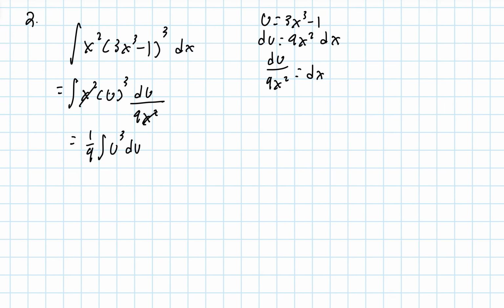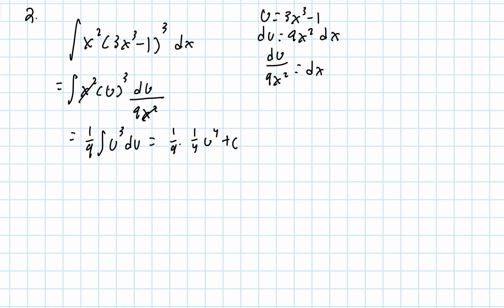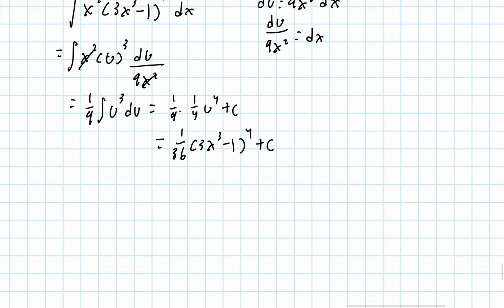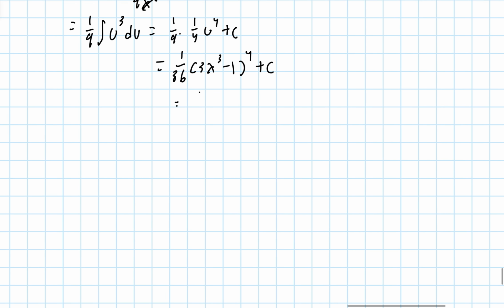And from here, we just do normal integration, such as 1 over 9 times 1 over 4, u to the 4 plus c. And we get 1 over 36. Replace the function back again: (3x to the third minus 1) to the 4 plus c. And essentially, it works out again because when you do chain rule, you get 1 over 36 times 4, (3x to the third minus 1) to the third, times chain rule, so it'll be 9x squared when you take the derivative of the inside function.